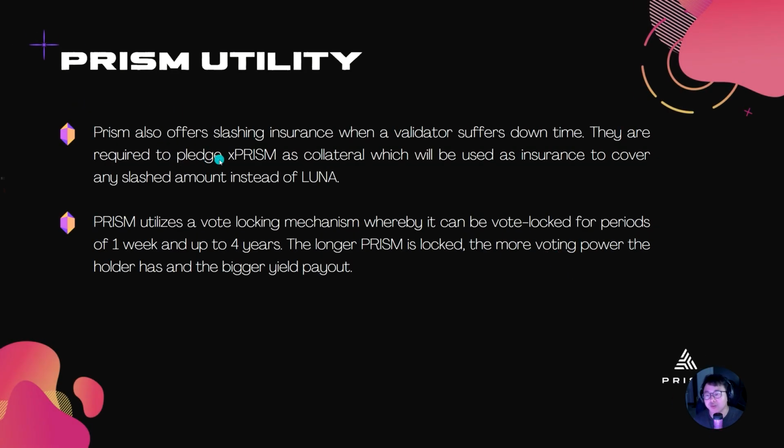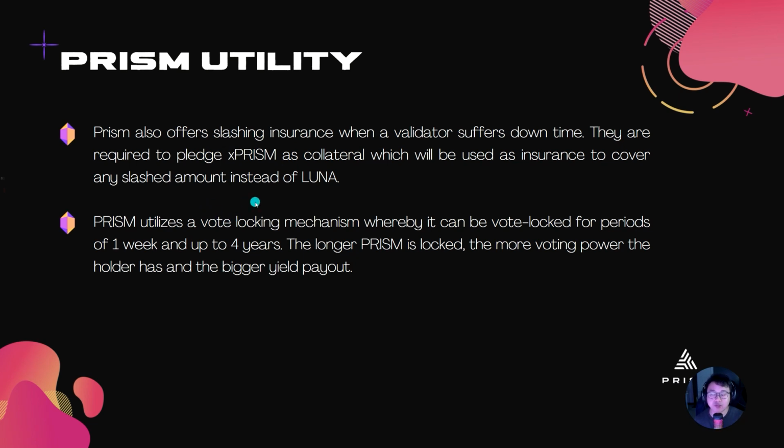Additionally, Prism also offers slashing insurance when a validator suffers downtime. So basically, if you are a validator and you pledge xPRISM as collateral, you will be using your xPRISM as insurance to cover any slashed amount instead of Luna. So this could be a very incentivizing reason why validators will be getting Prism, so that they can protect their Luna in case of any downtime.